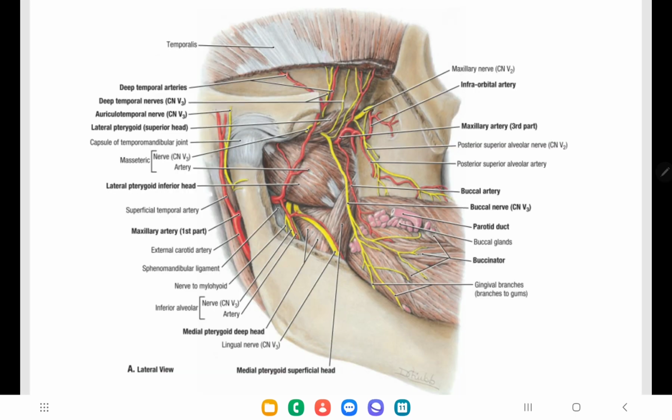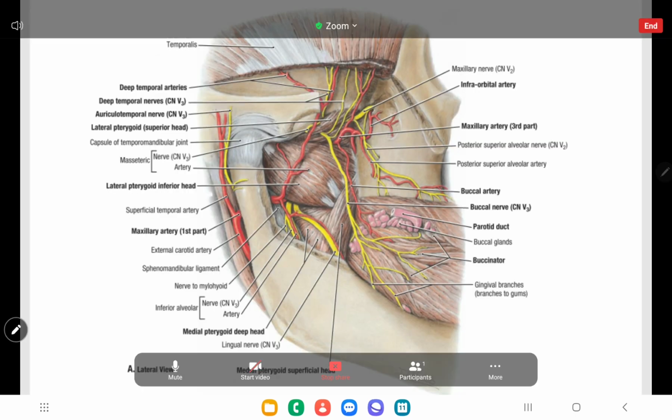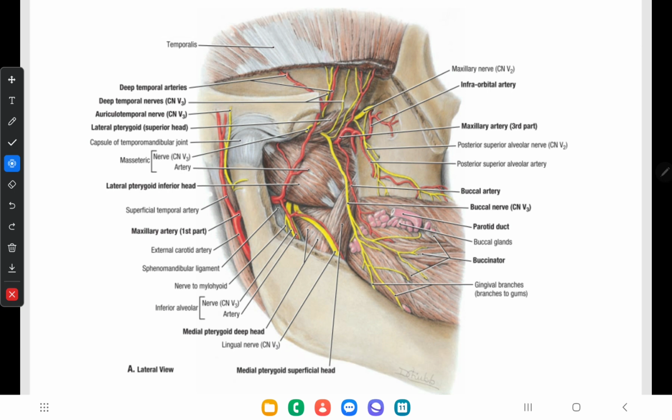Look at this picture here. You cannot see the second part of the maxillary artery. Here you can see the first part, the origin of the maxillary artery behind the neck of the mandible. You cannot see the second part because it is behind the inferior head, or lower head, of the lateral pterygoid muscle. Again, you can see only the third part of the maxillary artery.